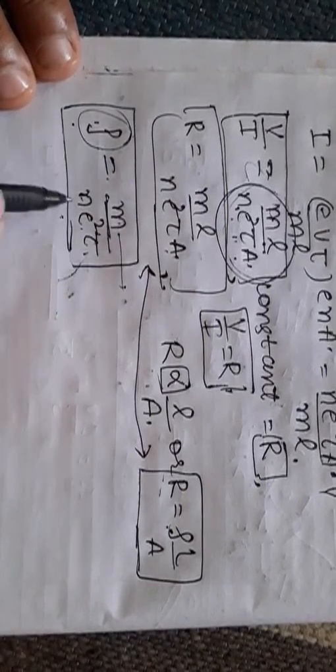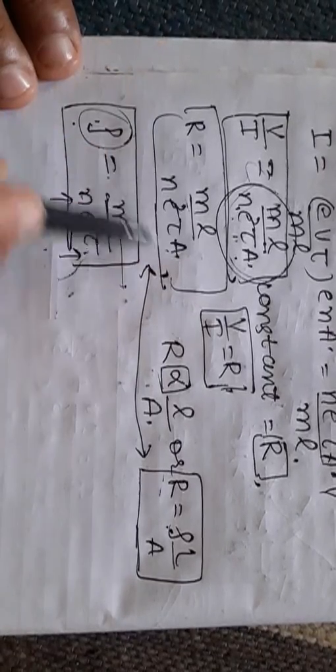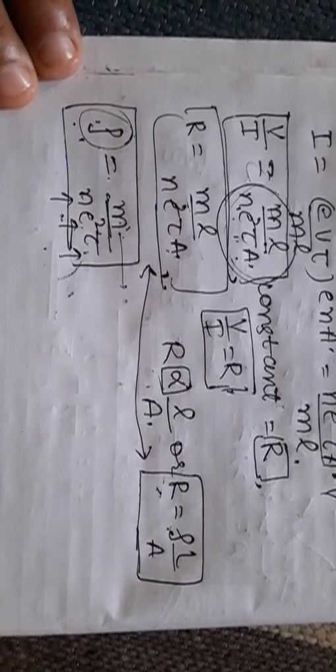Once again, it involves the mass of electron, number density, charge on electron, and relaxation time. So clear? This was the derivation of Ohm's law, that R is given by this expression, and this is the definition of resistivity, which is given by this.